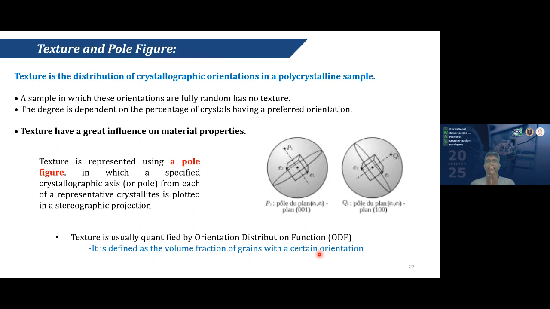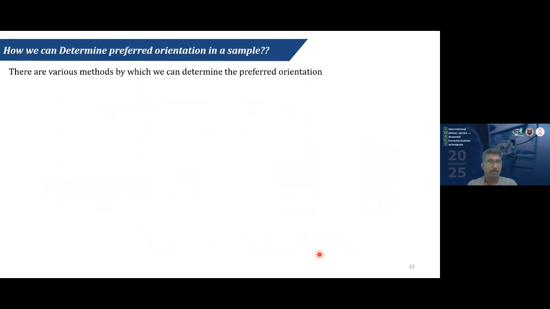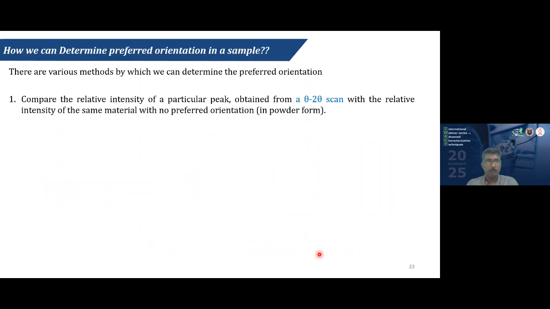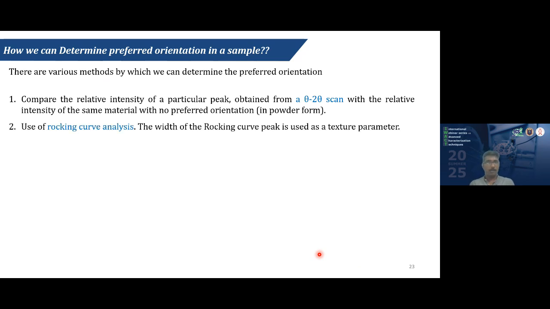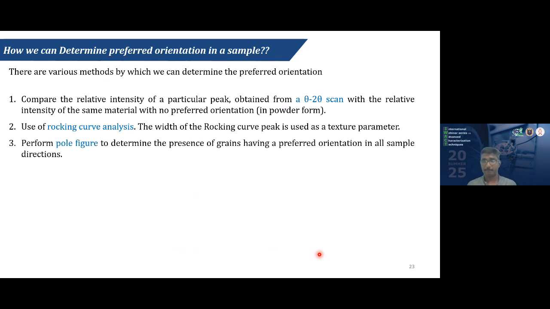So how can we determine preferred orientation in a sample? There are various methods by which we can determine it. One simplest method is to compare the relative intensity of a particular peak obtained from a theta to theta scan with the relative intensity of the same peak from a sample which does not have a preferred orientation. Yet another method is to use a rocking curve analysis. The width of the rocking curve will give the texture parameter. Another method is to perform a pole figure analysis to determine the presence of grains having preferred orientation.